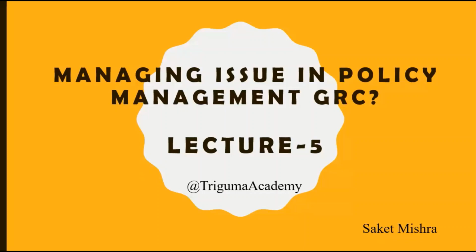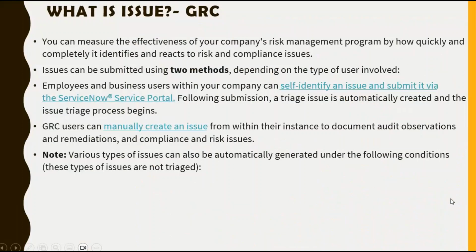In this session we will discuss the issue and how issues are created. First we need to understand what an issue is. Basically, the issue is measuring the effectiveness of the company's risk management, so that we can quickly identify an issue related to risk or any policy, and fix it as soon as we can. The issue also follows a life cycle, and we will learn the different states of the issue.